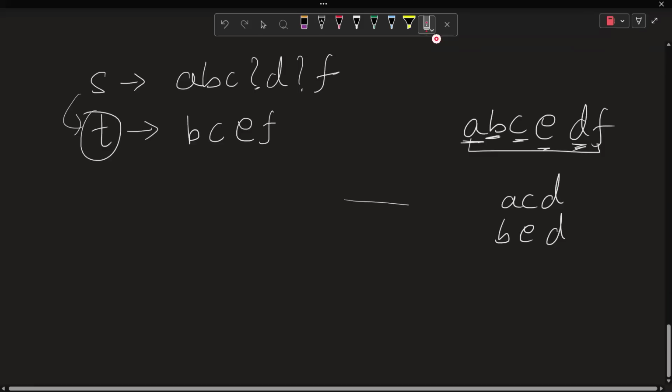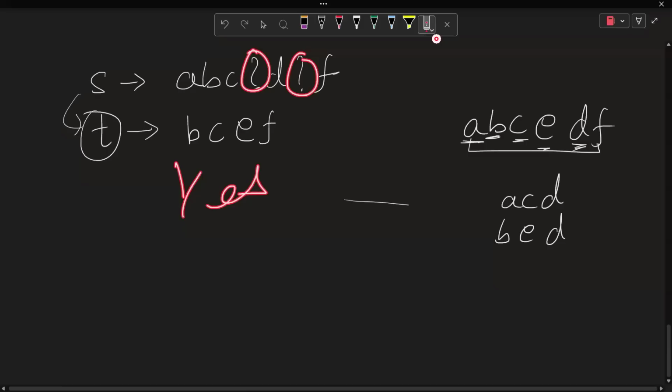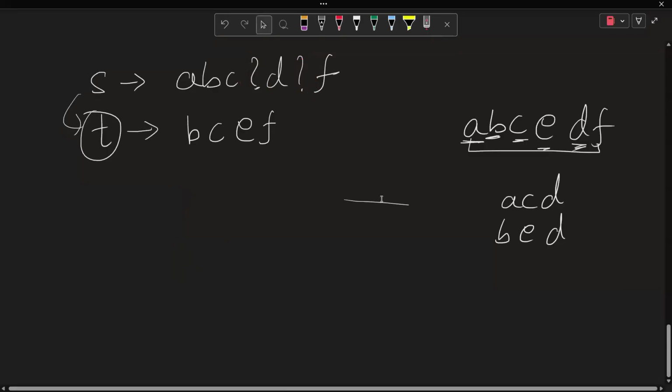So what we need to do is fill in these question marks such that T becomes a subsequence of S. And if we can do this by filling with some characters, then return a yes. If we cannot do this, then return a no. That's what the question is asking me to do.